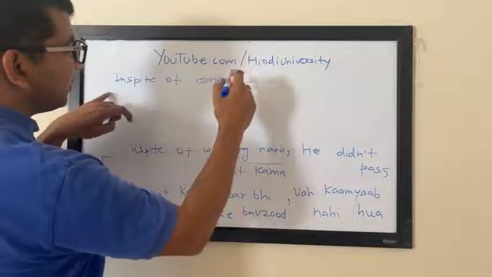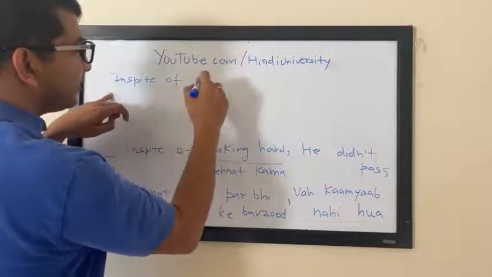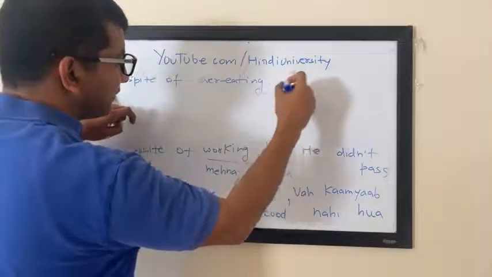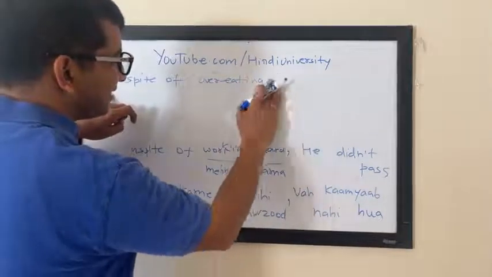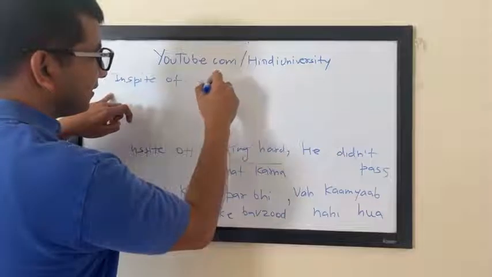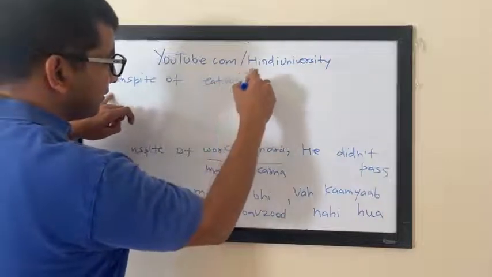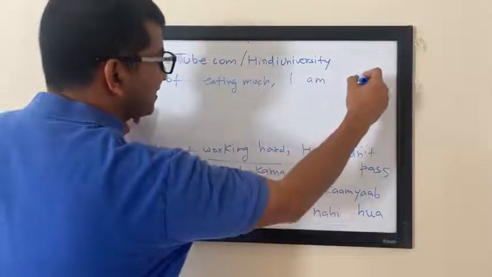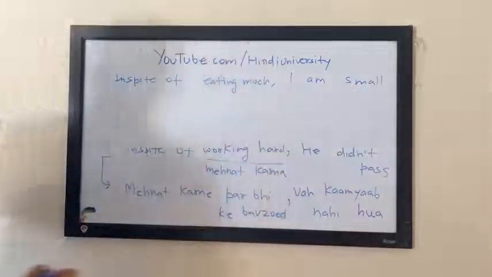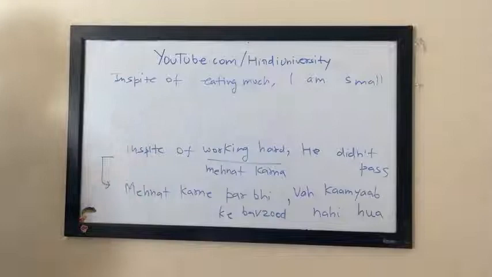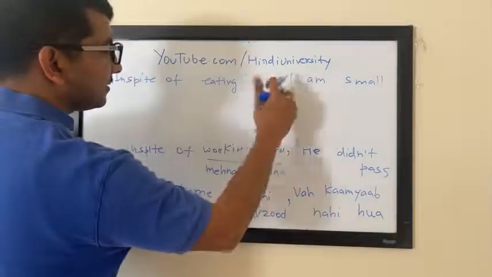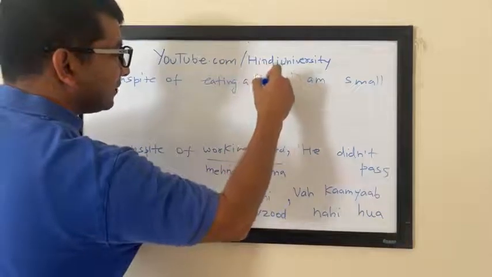Okay, in spite of overeating. And then? No, not overeating. Then? Eating much. Eating much, okay. Yeah, in spite of eating much, I am small or thin. Oh, I see what you're saying. Okay, in spite of ज़्यादा खाने के बावजूद मैं, okay, I see what you're trying to say. In spite of eating a lot. Yeah. Eating a lot, I am small.